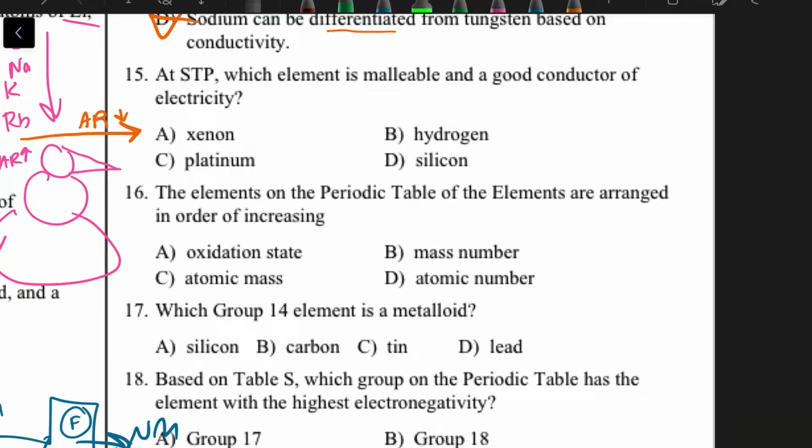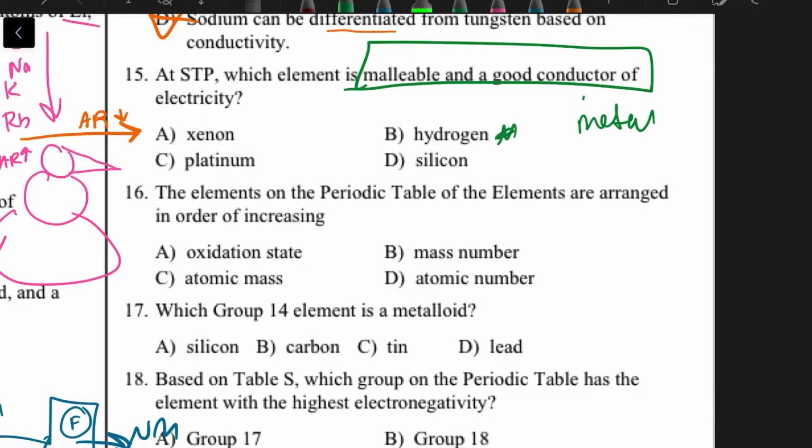Number 15, at STP, which element is malleable and a good conductor of electricity? Again, these are all properties of a metal. So if you list out all of your options, hydrogen is a nonmetal, silicon is a metalloid, xenon is a nonmetal, and platinum is a metal, making it answer choice C.